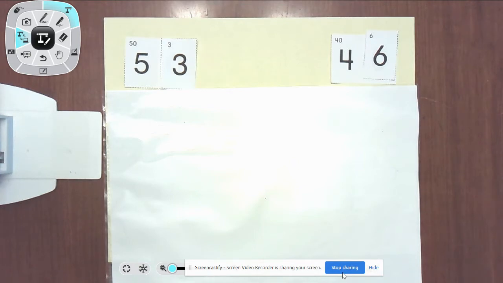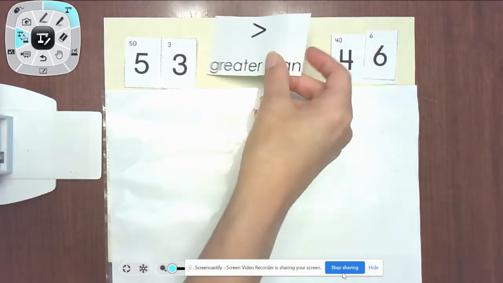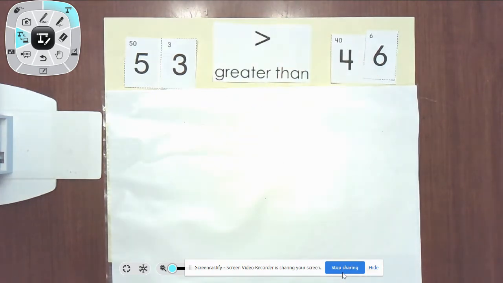In building their fluency, hopefully students can begin to see these two numbers like 53 and 46 and be able, before having to utilize manipulatives or drawings, start to be able to say 53 would be greater than 46. And then as they're moving into a proof statement, they could use the tens place as a focus that 53 would have 5 groups of 10 and 46 would only have 4 groups of 10.